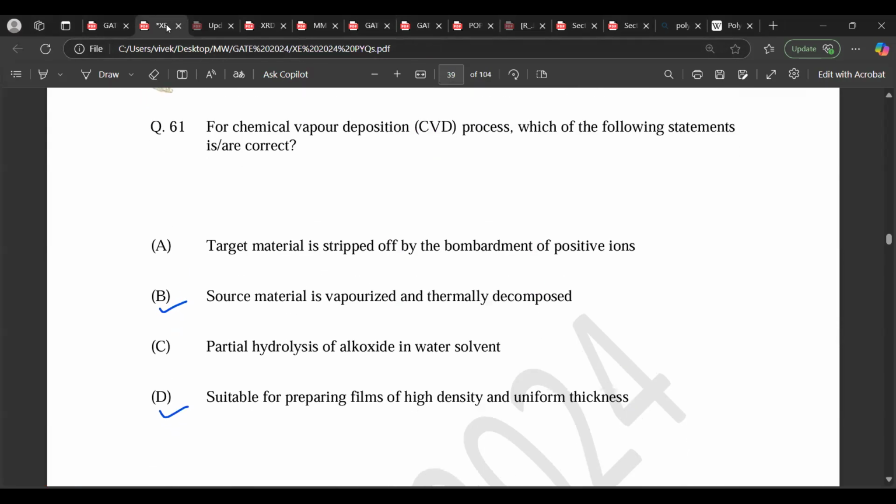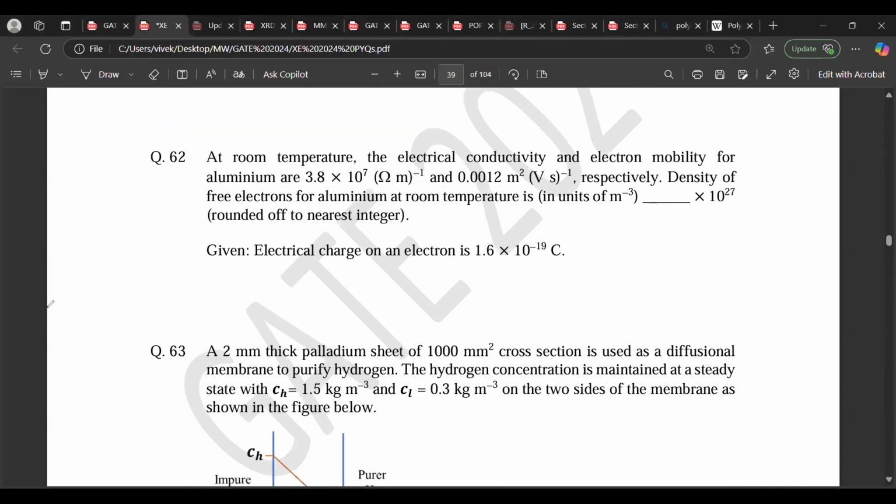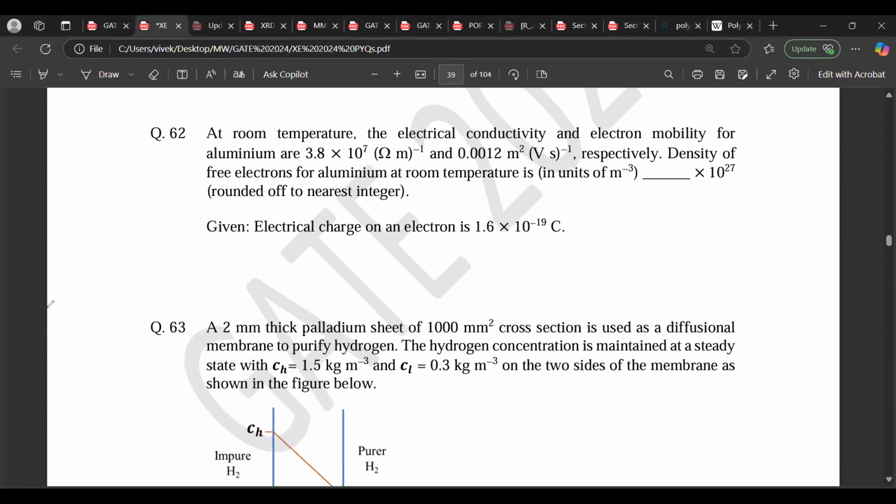So this is the answer. Source material needs to be vaporized, and second, it is suitable for preparing film of high density and uniform thickness, uniformity and the density. That's it. Even by guessing you can find it out, but that's a different thing. Now come back to this amazing question.